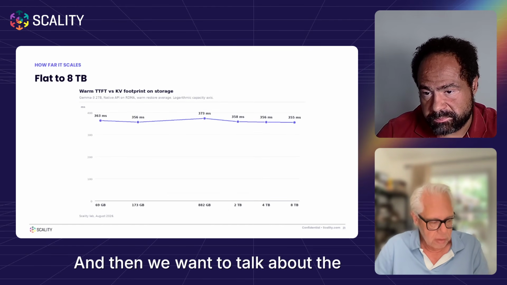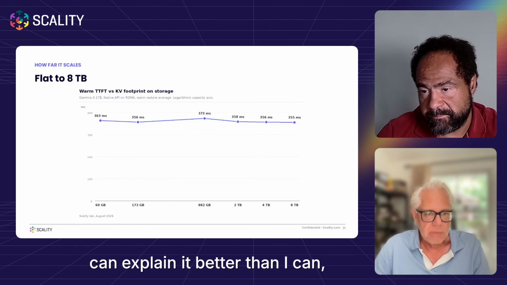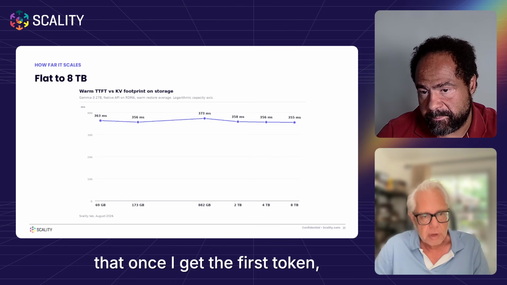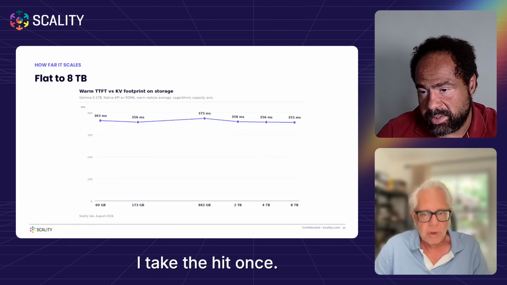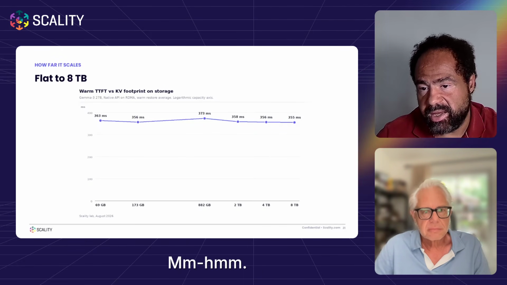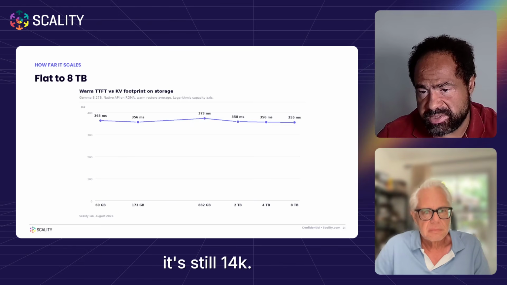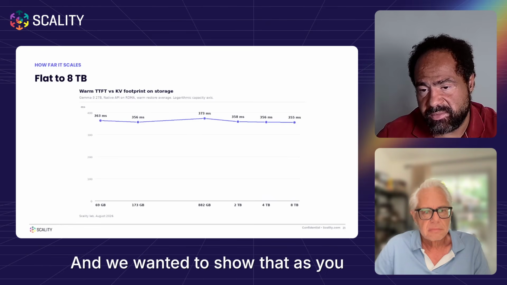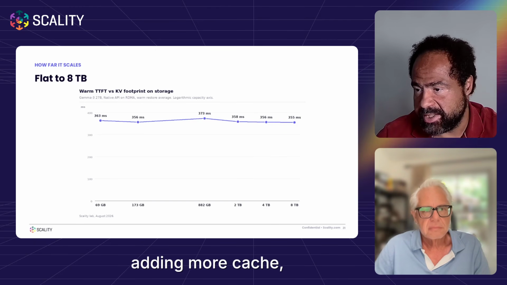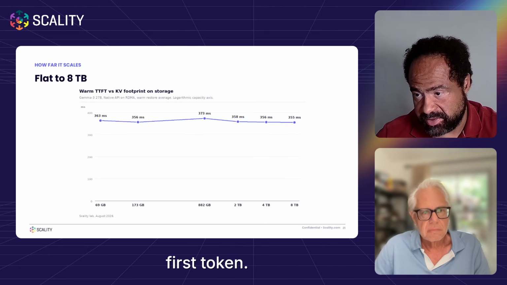And then we want to talk about the time to first token. Basically, I read this, and you can explain it better than I can, that once I get the first token, everything's flat after that. I take the hit once. Yeah. So it's a slightly different interpretation. In this case, we're having multiple sessions in parallel. I think the window is the same, it's still 14K. And we wanted to show that as you add more cache to the storage itself, you do not impact the performance of a session in terms of time to first token. Okay.